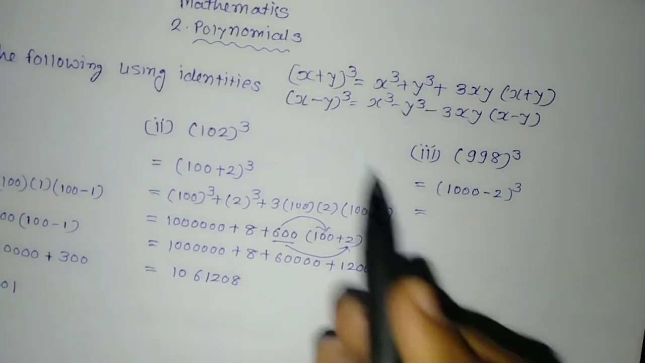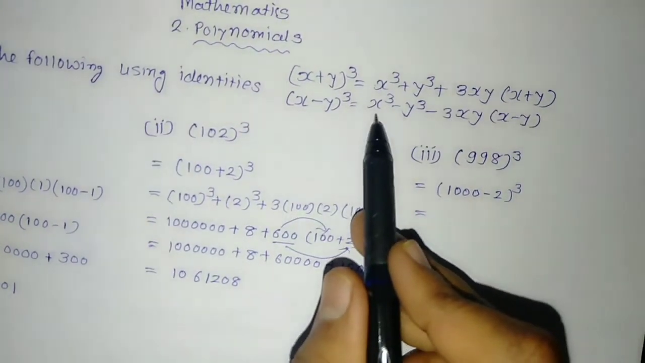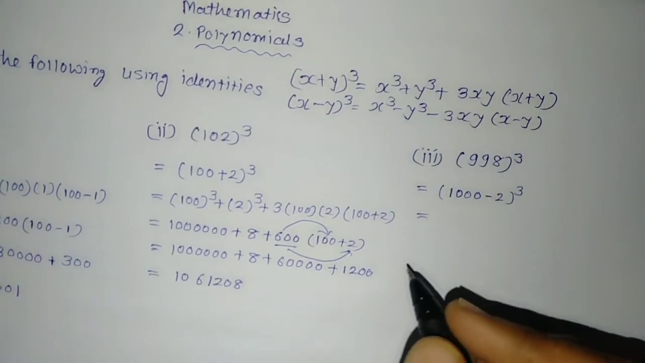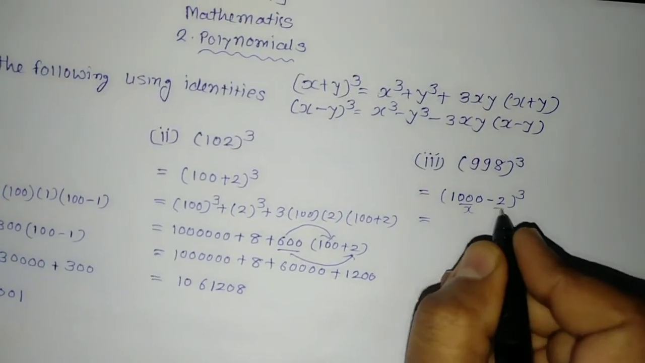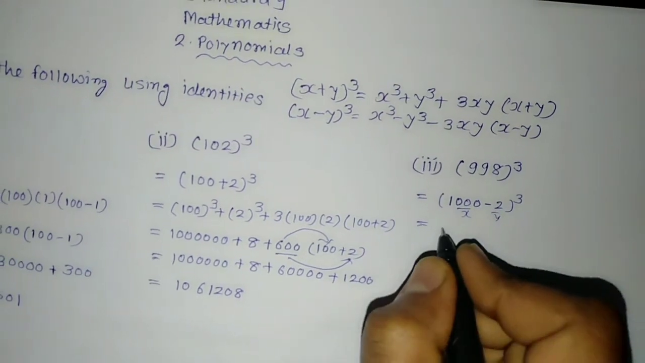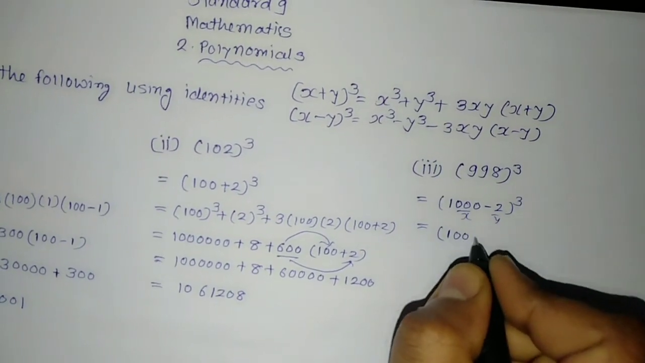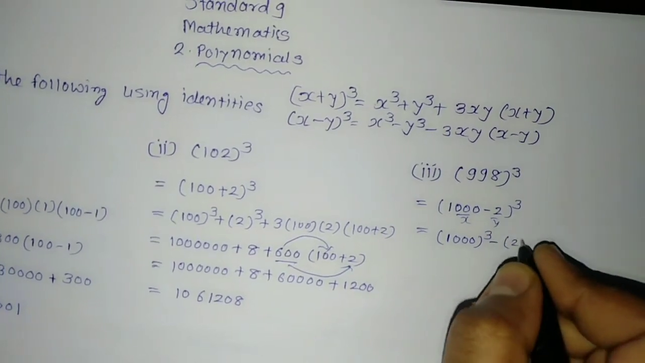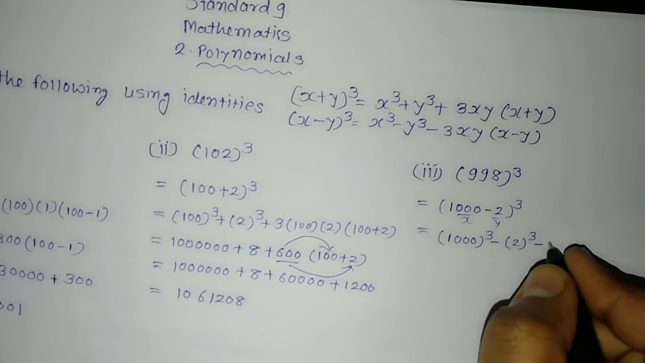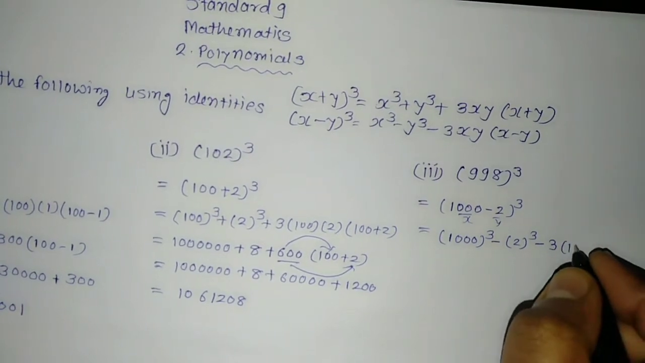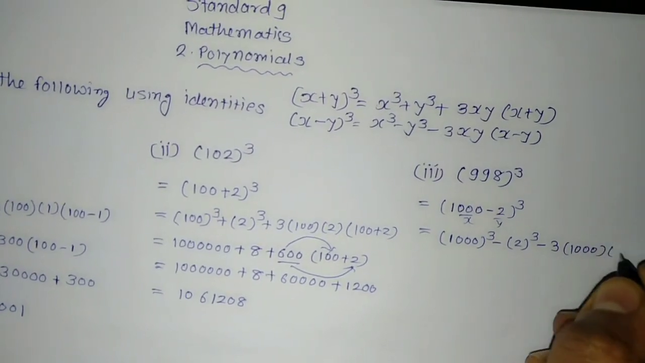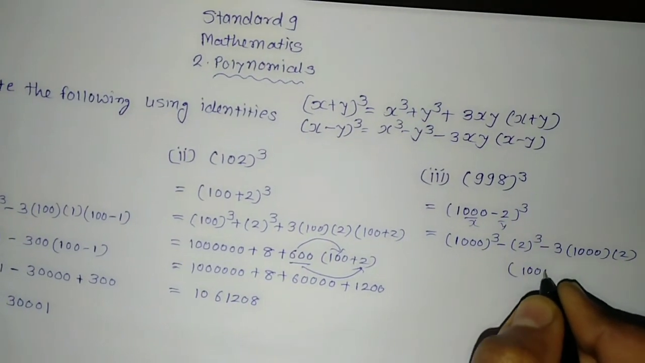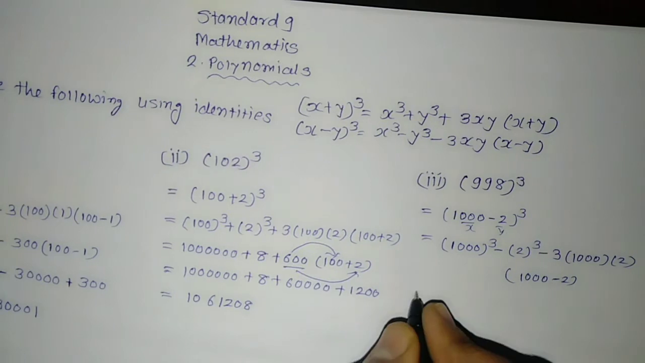So which formula will you use? (x minus y) whole cube is equal to x cube minus y cube minus 3xy into bracket (x minus y). Consider this as x and this as y. So first term whole cube, 1000 whole cube, minus second term, that is 2 cube, minus 3 into first term, that is 3 into 1000 into 2, into other bracket, that we can write as 1000 minus 2.